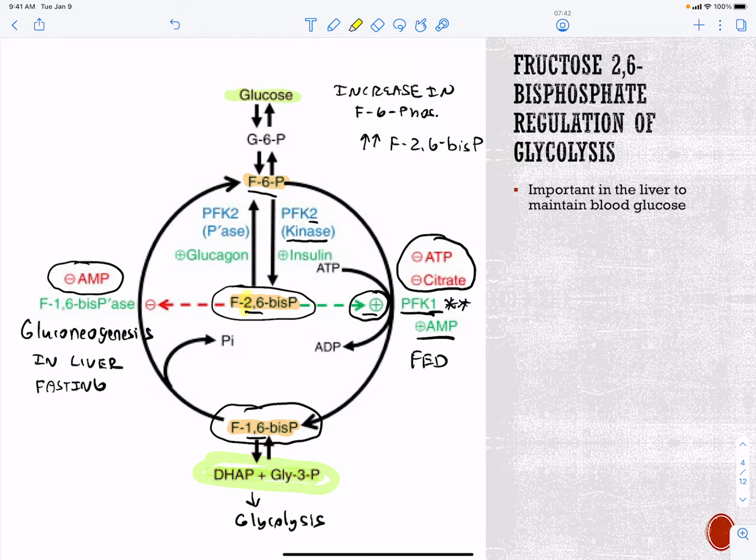And phosphofructokinase 1 adds a phosphate to that 1 position. And then when we want to remove a phosphate from that 2 position, we need phosphofructokinase 2 phosphatase, and that will remove the phosphate from the 2 position. When we want to remove the phosphate from the 1 position, we need fructose 1,6-bisphosphatase to remove that 1 phosphate. And that's how it's regulated with respect to fructose 2,6-bisphosphate.